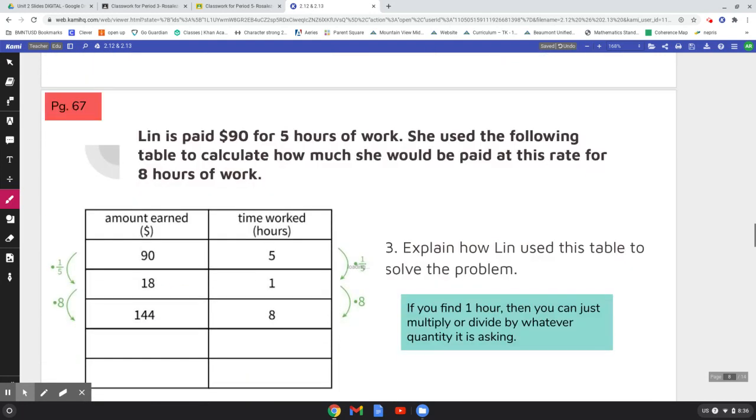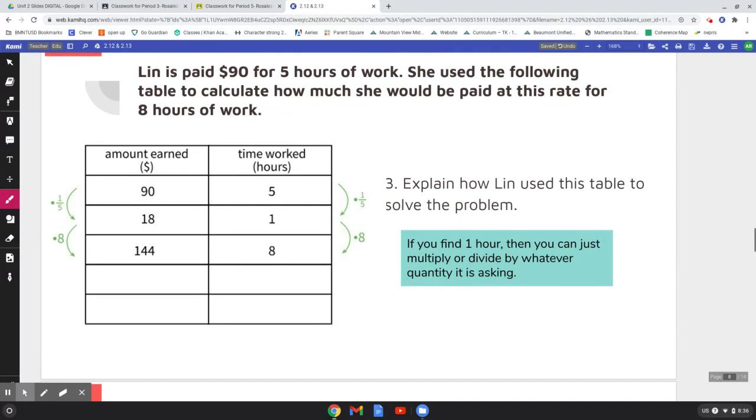So for number 3, it says, explain how Lynn used the table to solve the problem. So you will write what I wrote in this little box here. If you find 1 hour, then you can multiply or divide by whatever quantity it's asking. So let's just use this real quick.